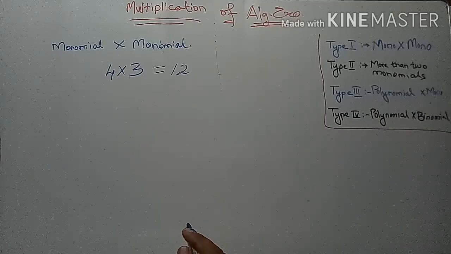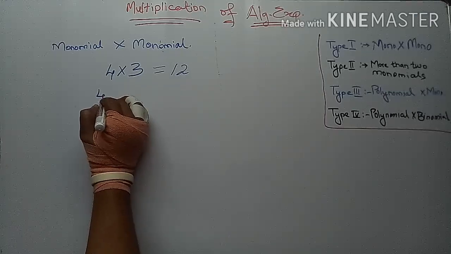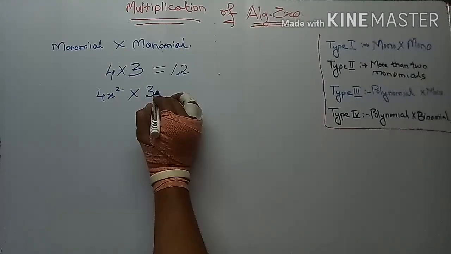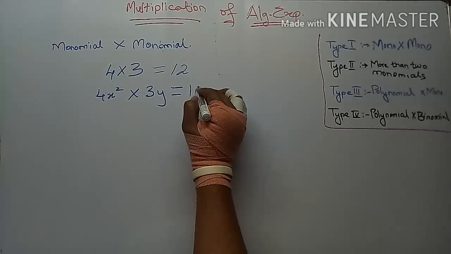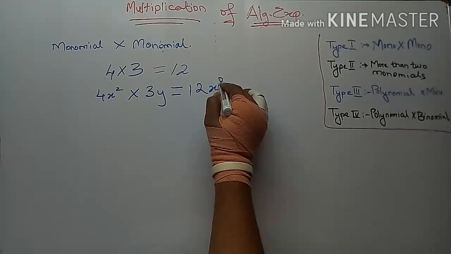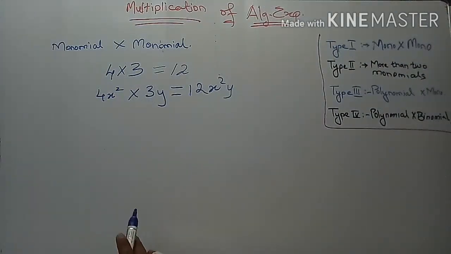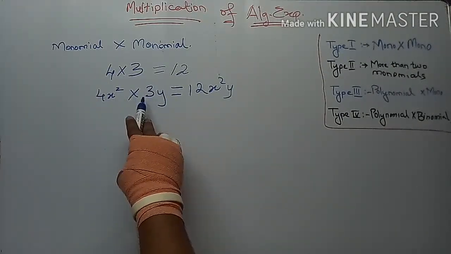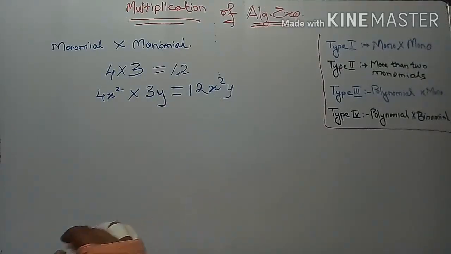An expression with only one term is called a monomial. So consider 4x square multiplied by 3y, another monomial. This will give me 12x square y. The numerical coefficient 4 will be multiplied by the other numerical coefficient 3, which gives you 12, and x square will be multiplied by y, the variables. Now type 2.